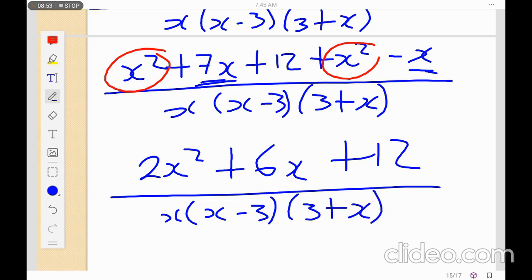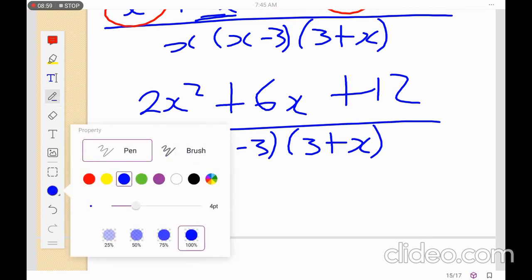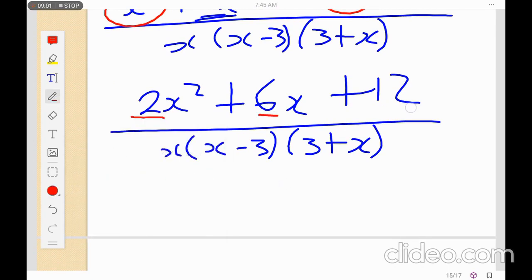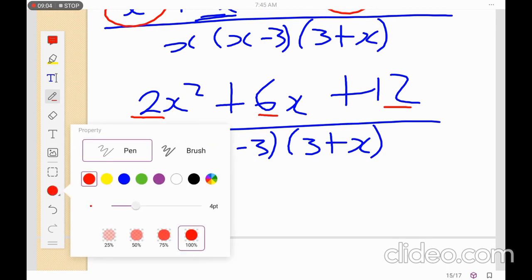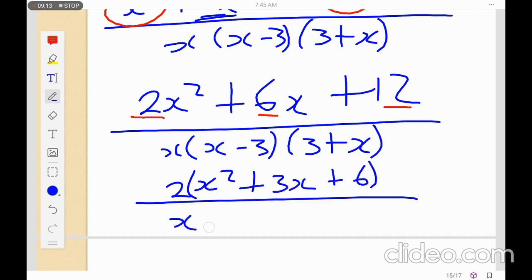Now for the numerator, there is a common factor 2 there. I can factor out 2. If I factor out 2, I'll have 2 by x squared plus 3x plus 6, all over x minus 3 plus x. So this is what we can say is our answer. I don't think we can further simplify this one, so this becomes our final answer.